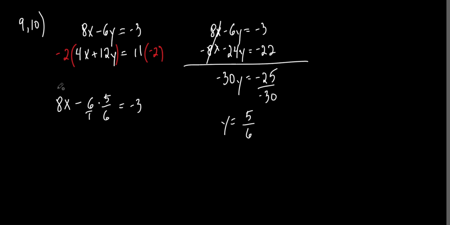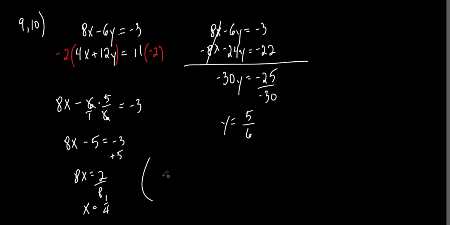Did I do everything? Yep, 8x minus 6y, right? Put it in here, equals -3. This cancels, so I've got 8x minus what? 5 equals -3. Add a 5 to both sides, so 8x equals 2. Divide both sides by 8. What's x? 1/4. How do I write my answer? As an ordered pair, so it's 1/4, comma, 5/6.